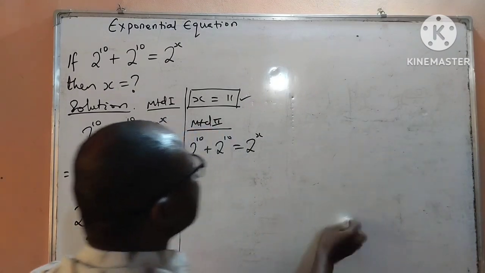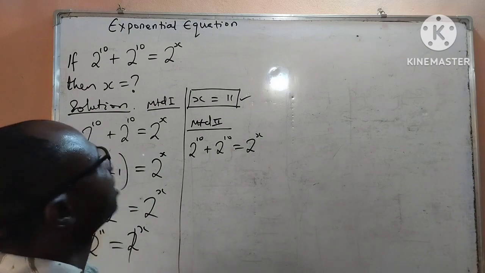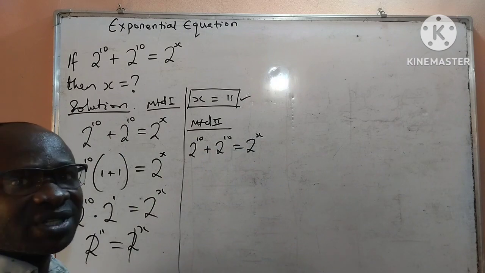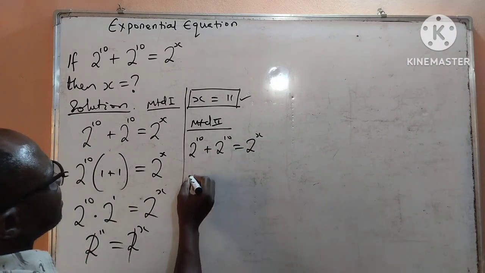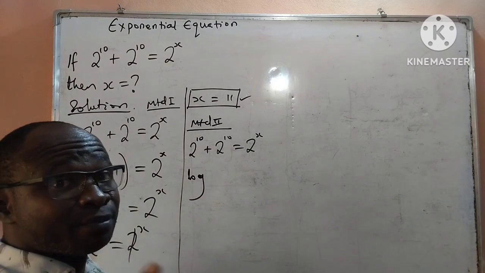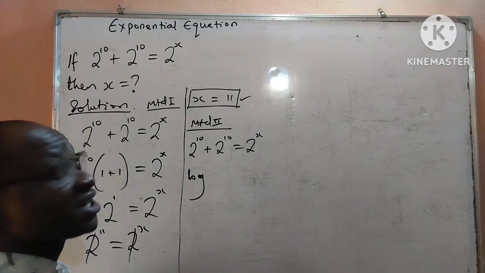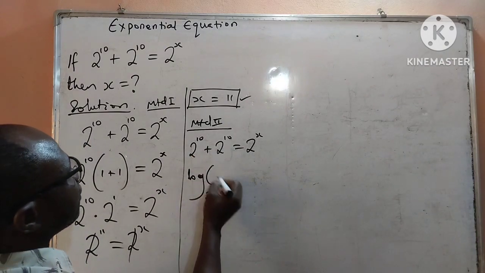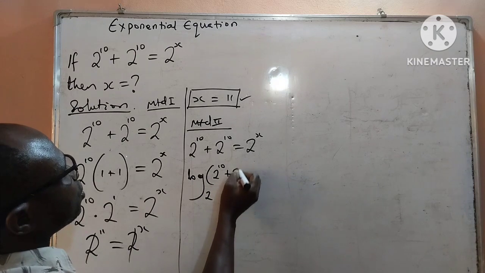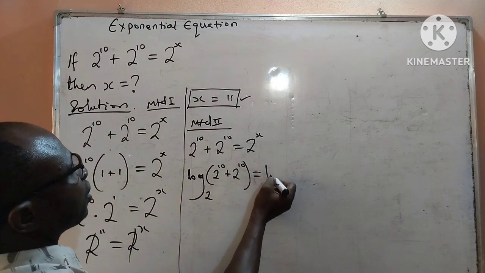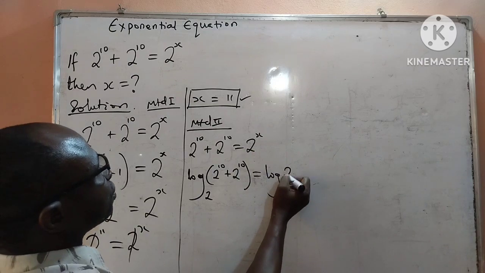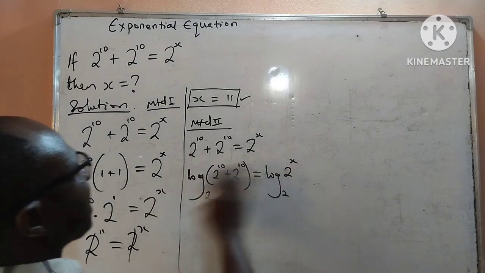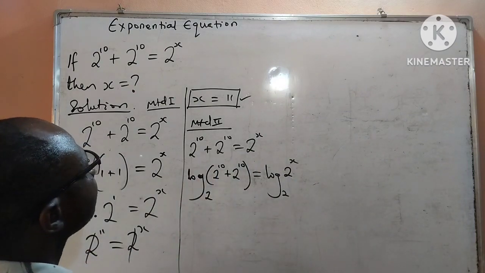Alright, we are into the second method of solving the said exponential equation. Here, what I will do is apply logarithms to both sides of the equation. Of course, I will use logarithms to base 2 so that things can work out fast and quick. So, log to base 2 of 2 raised to power 10 plus 2 raised to power 10 is equal to the logarithm to base 2 of 2 raised to power x. Alright, logarithm is applied to both sides of the equation.